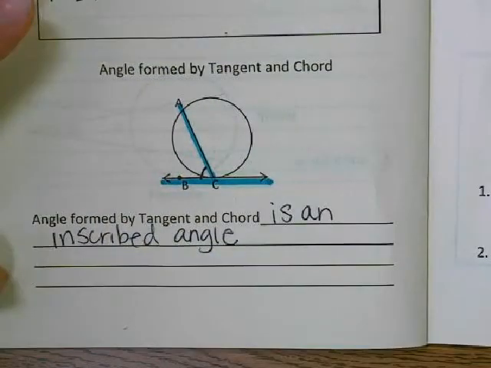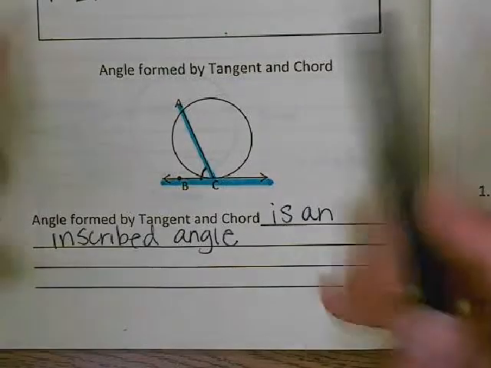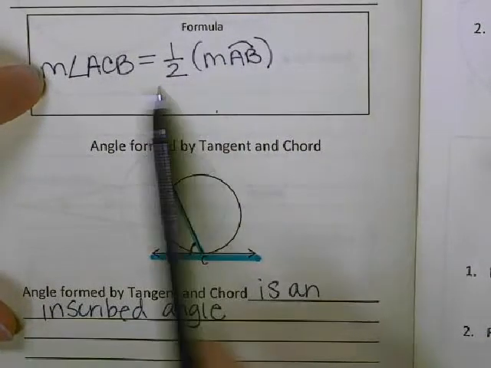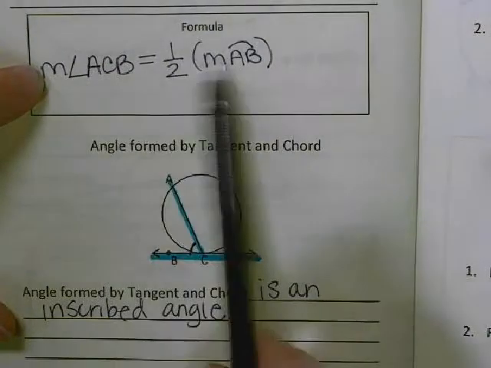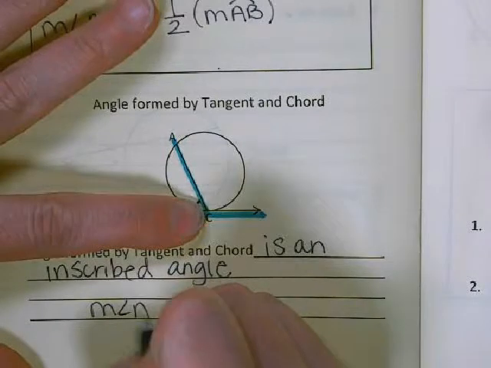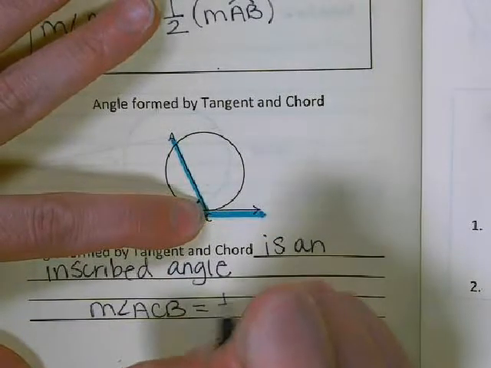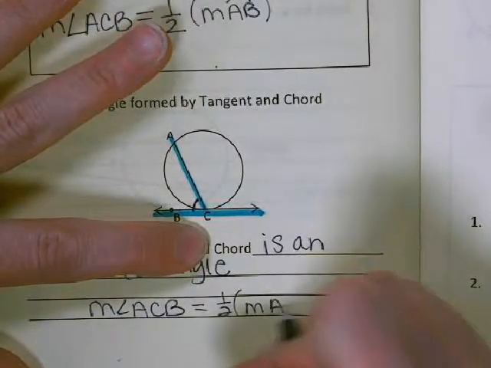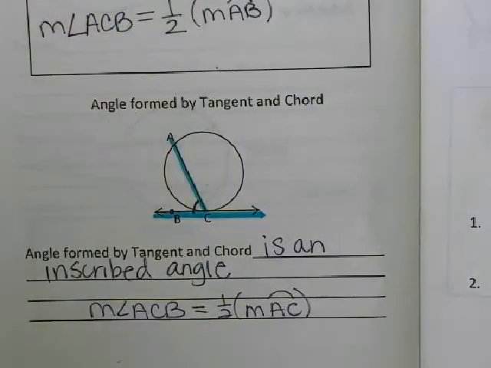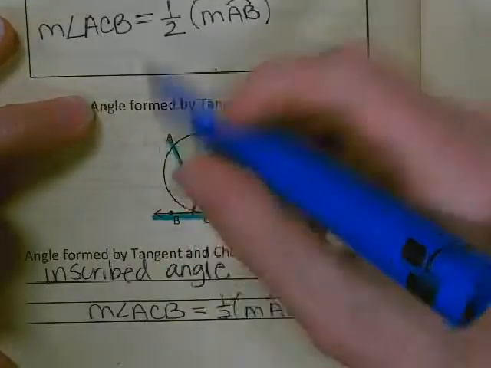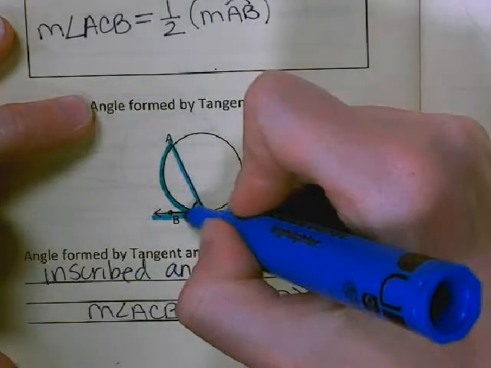So what does this mean? This means that it has the same relationship as an inscribed angle does. The measure of angle ACB is half of the measure of the arc. So you would say the measure of angle ACB equals 1/2 the measure of arc AC. So we've got our inscribed angle, and here is the arc that they're referring to.